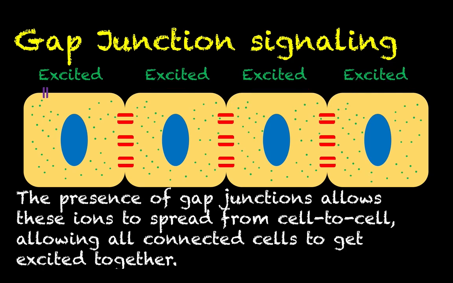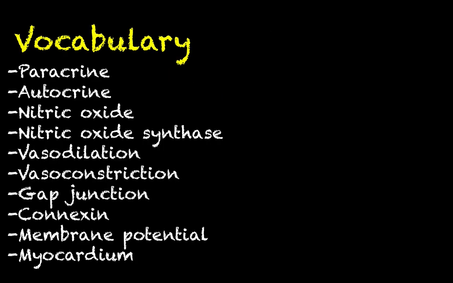That is why the presence of the gap junctions is so important. If one cell becomes excited, the sodium ions can diffuse through these open gap junctions and get all of the cells excited at the same time so that they can all contract at the same time. We'll have a lot more to say about this when we get to our unit on the cardiovascular system, but this is a good thing to introduce for right now.